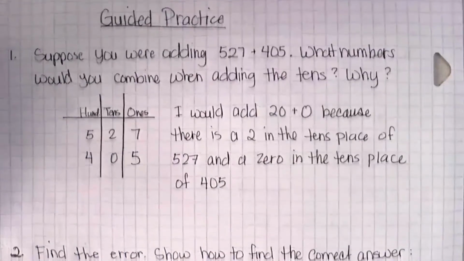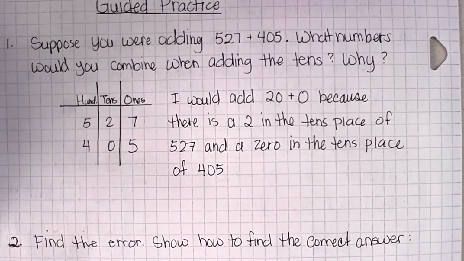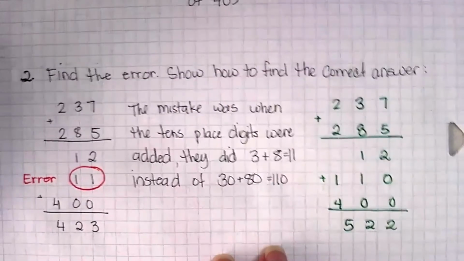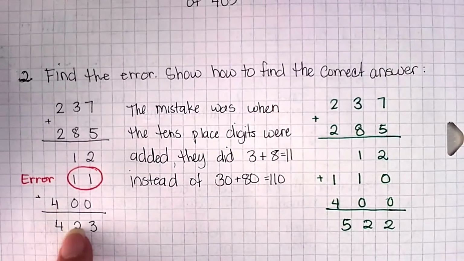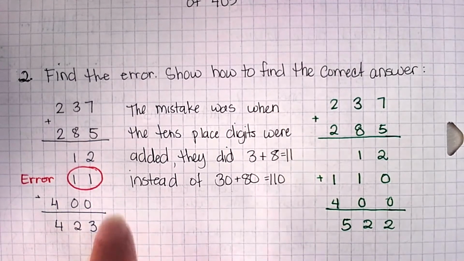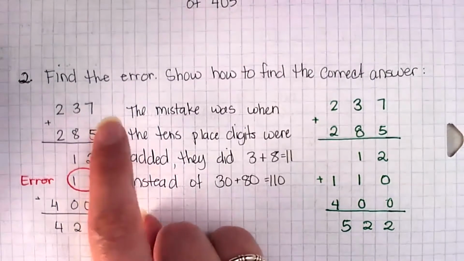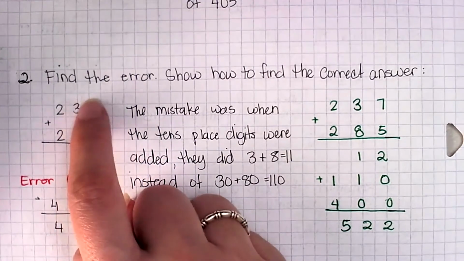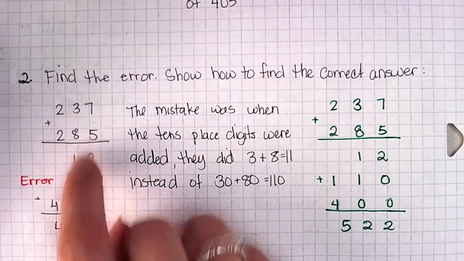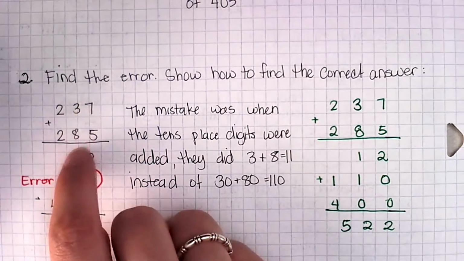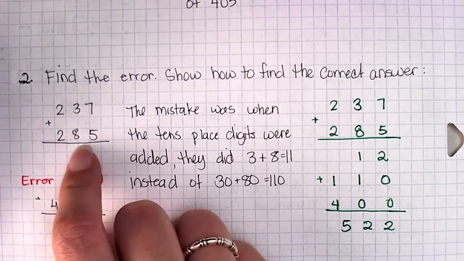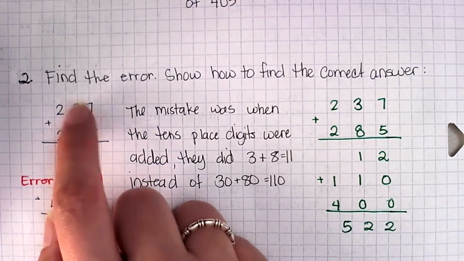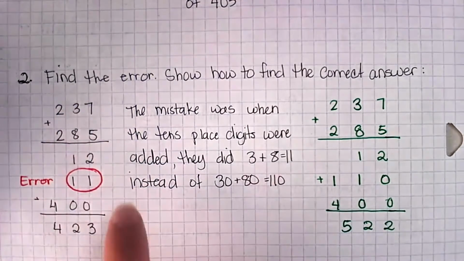Now for number 2, it says find the error and show how to find the correct answer. So this is our question that they gave us. This is exactly the way it's written in your book. Here you can see that the person was adding using partial sums. So 7 plus 5 they got 12. They did 3 plus 8, which gave them 11. But this isn't really 3 plus 8. We have to remember that this is 3 tens plus 8 tens, or 30 plus 80.